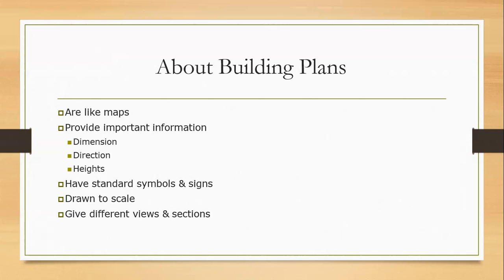You also, because it's a map, as I mentioned before, you would have standard symbols and signs. We would look at some of those shortly, things like doors and windows, etc. It must be drawn to scale, as we mentioned, because it's a plan, it's not a sketch. Okay. And as mentioned in the previous slide, you also want to give different views and sections. So you want that plan view from overhead, but then you also want that vertical view.